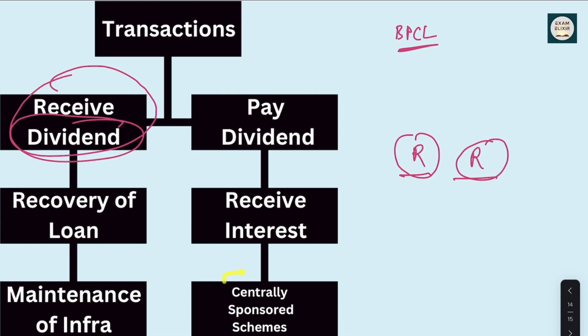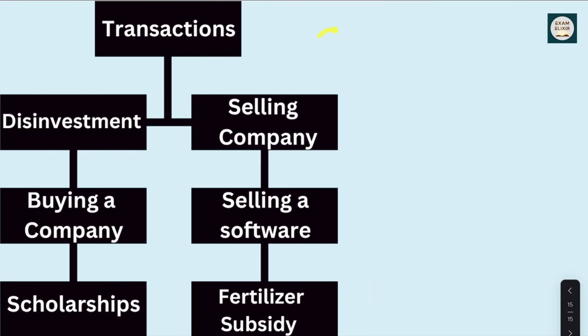Similarly, centrally sponsored schemes: when money is transferred from the central government to people or state governments for centrally sponsored schemes, is that a capital expenditure or revenue expenditure? Next, these things. Please go through them, follow the simple two-step method, and tell me in the comments whether these are capital transactions or revenue transactions.